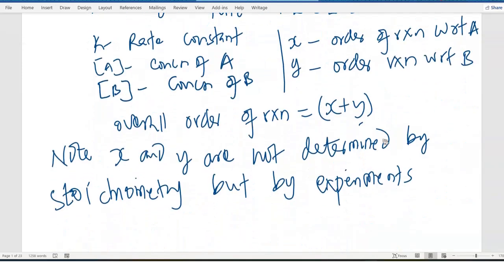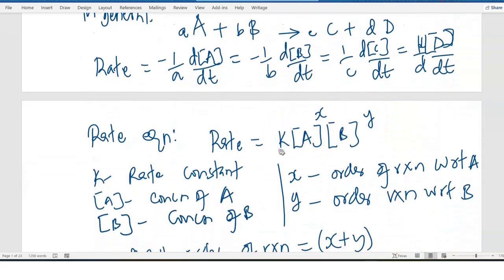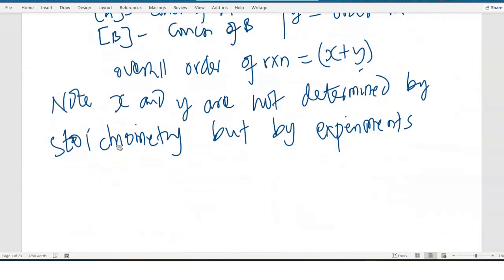So stoichiometry is talking about how many molecules or moles of A are reacting with how many molecules of B. Or for us to have this equation take place, how many moles of A are required, and how many moles of B are required. That is stoichiometry.